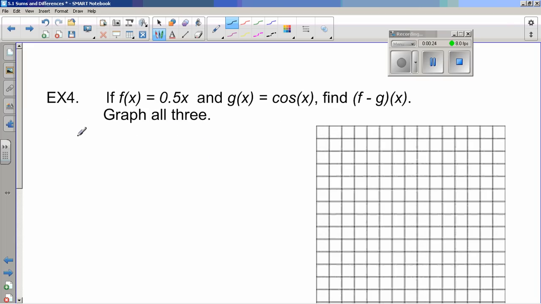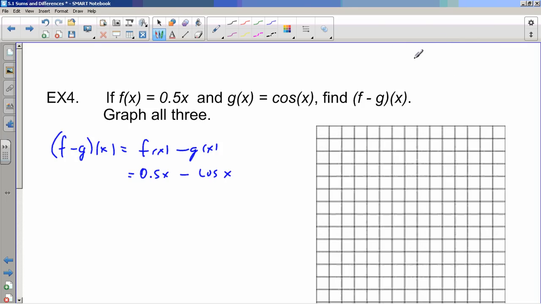We'll see the sum function when we calculate it here. Let's calculate it, because it's just f minus g at x, which is equal to f at x minus g at x. That f at x is 0.5x and g at x is cos x. Well, I don't know how to graph that, right? I don't know what this function looks like here. I'm going to graph the pieces and then assemble them, put them together in the way that I did in the last example. So that's the plan.